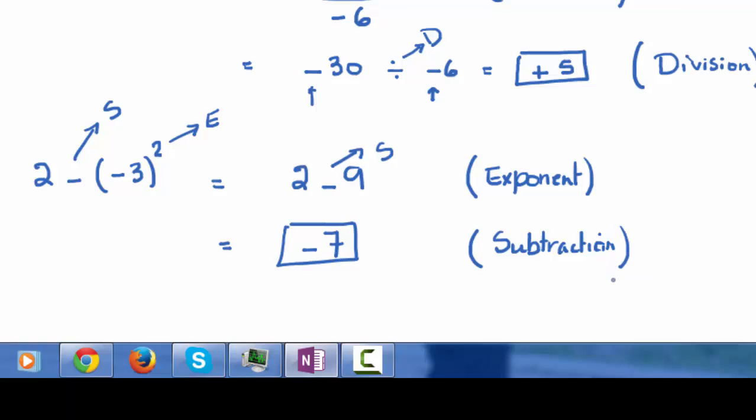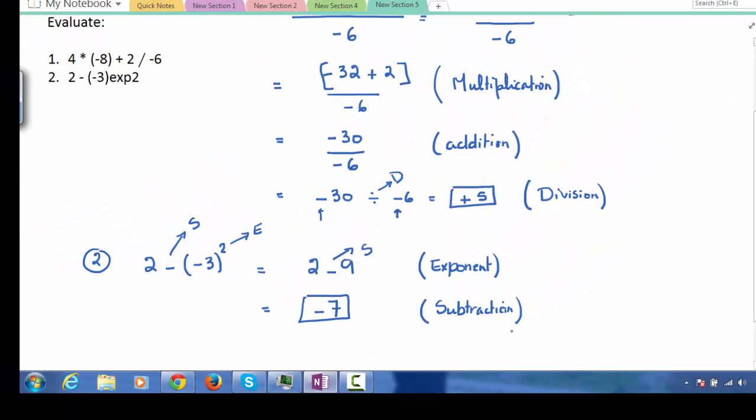It was a subtraction. So as you can see, number 1 was positive 5, number 2 was negative 7. And with this lesson we already finalized unit 9.